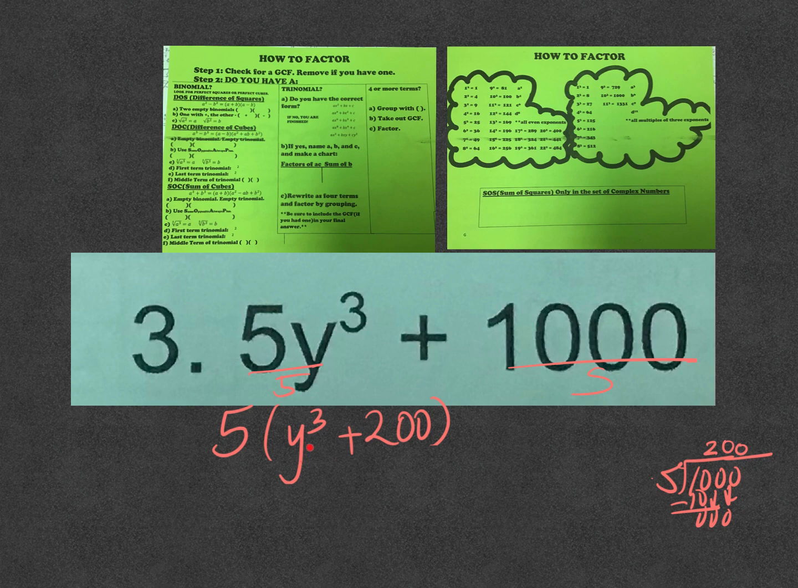Is this a sum of cubes? Okay, so look in your list over here. Y to the third, a variable to the third power. Yes, that is a perfect cube. 200, is it in this list? No, it's not, so I'm done. This is the answer. That's all I can do. Took out the greatest common factor.